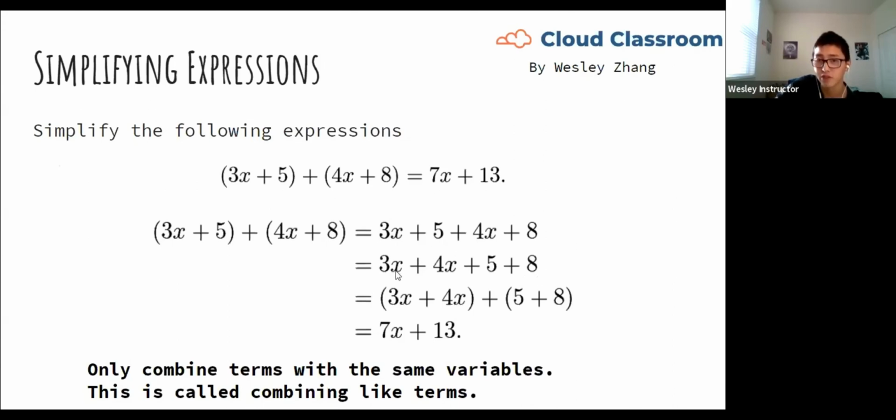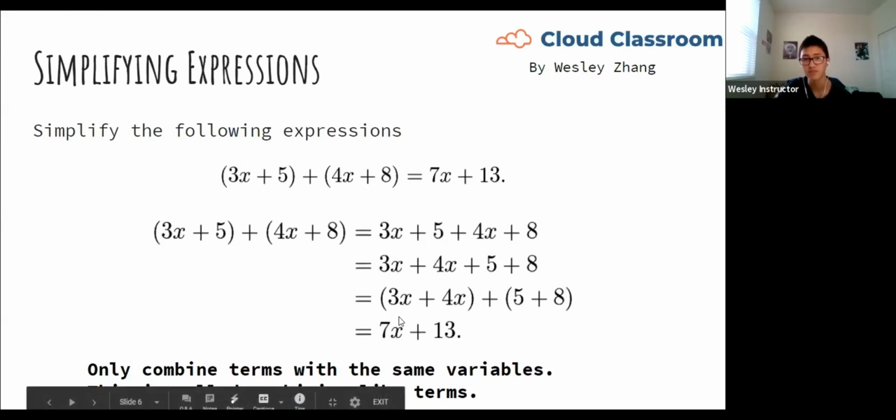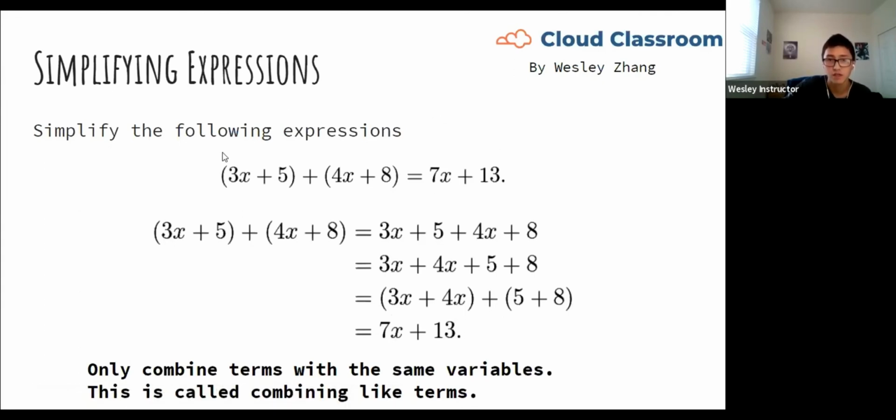So we combine the terms with the variable x, so 3x plus 4x. And then we combine the terms that do not have any variable, so just constants, and that's 5 plus 8. Then we combine those and we get 7x plus 13. And that is the simplified version of the original expression.